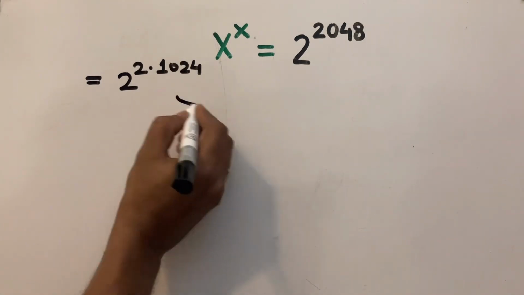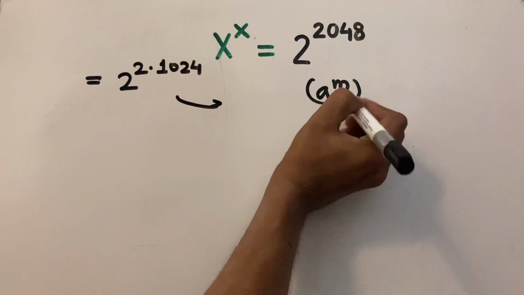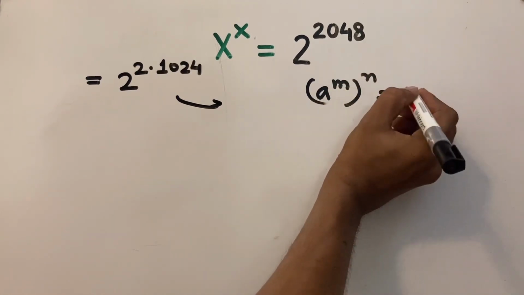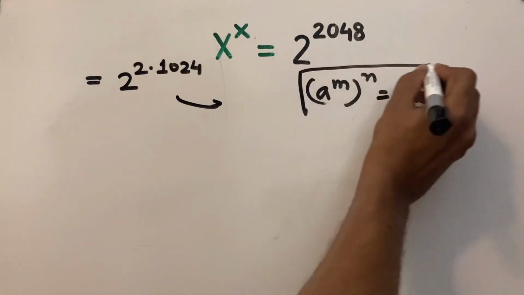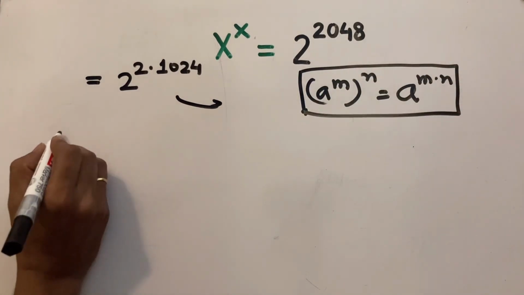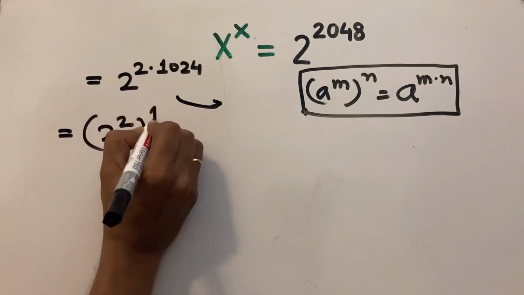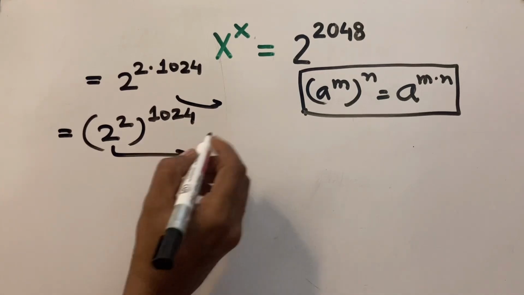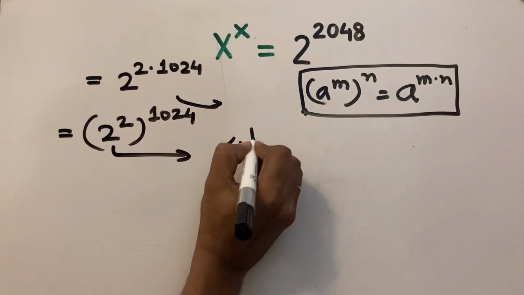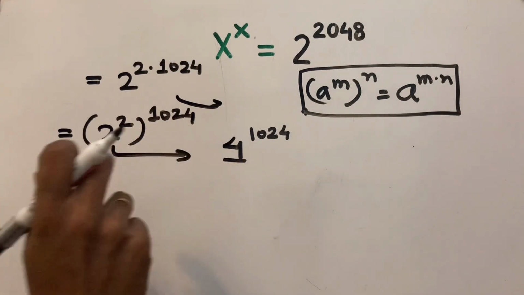So we are going to use this exponential rule, that is a to power m bracket power n is equals to a to power m multiply n. This is equals to 2 to power 2 bracket power 1024. 2 to power 2 equals to 4 to power 1024. Now the bases change from 2 to 4.